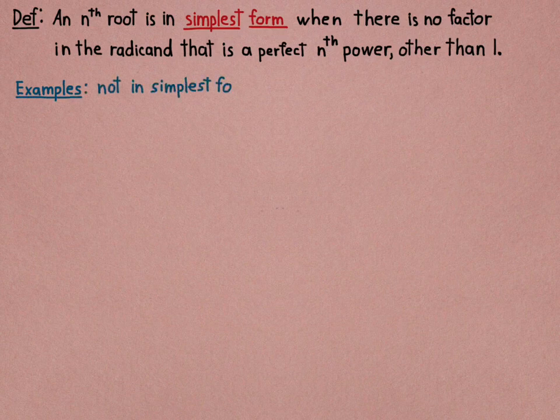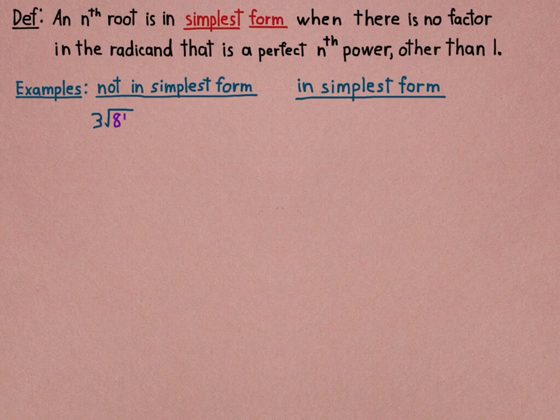So here are some examples of things that are not in simplest form and things that are in simplest form, just for compare and contrast. The square root of 81 is not in simplest form because 81 is a perfect square. It's 9 times 9, so it should be 9. The square root of 5 times 4: I put in purple the perfect square that should be simplified. In simplest form, there should not be a perfect square inside the square root.